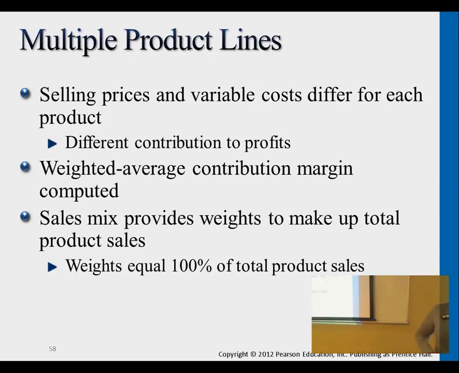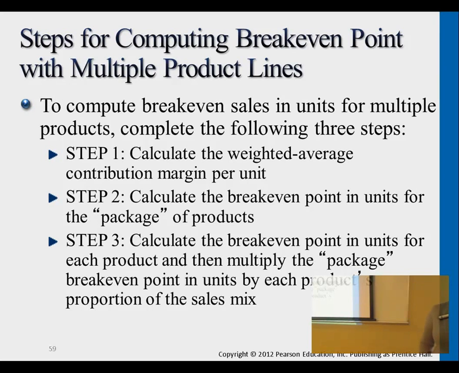To calculate your break-even point for each of the products, we are first going to calculate the weighted average contribution margin. And then we'll also learn what the sales mix is and how the sales mix is going to help us identify the weights for the total product sales. Okay? So obviously the whole thing is 100 and then some are going to have portions. Okay, so what are the steps?